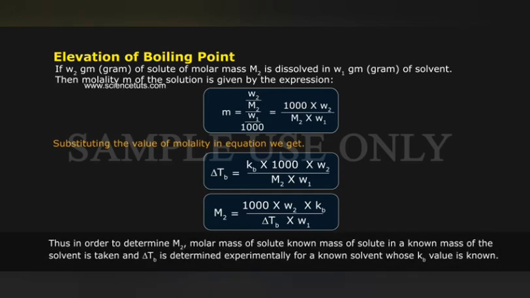Thus, in order to determine M2, the molar mass of solute, a known mass of solute in a known mass of the solvent is taken and delta Tb is determined experimentally for a known solvent whose Kb value is known.